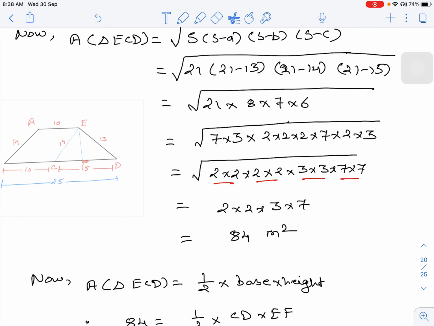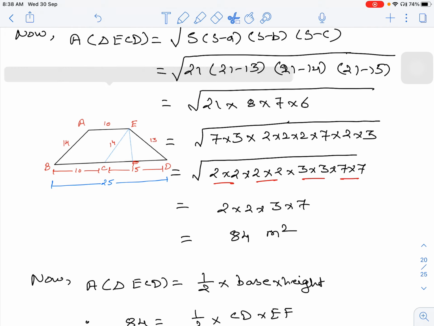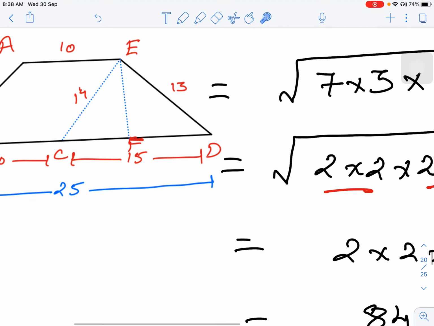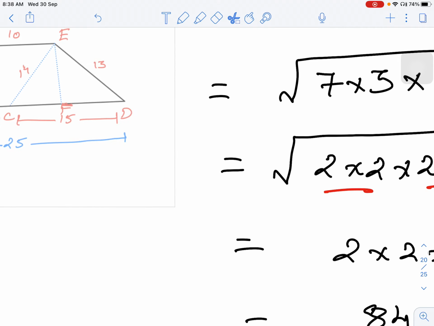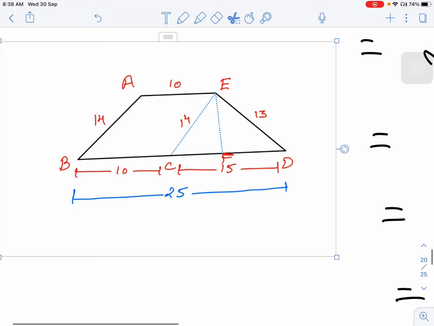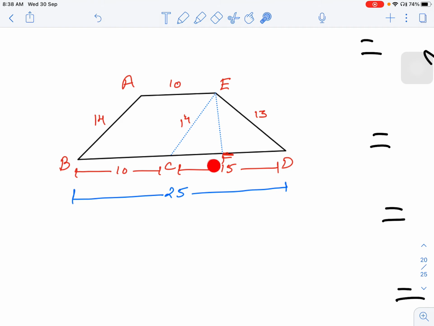Okay, now we have this area of the triangle. How much is it? It is 84 meter square. Now we need to find this perpendicular. Why do we need to find this perpendicular? Because if we get this perpendicular, then we can easily apply it for the area of the trapezium.